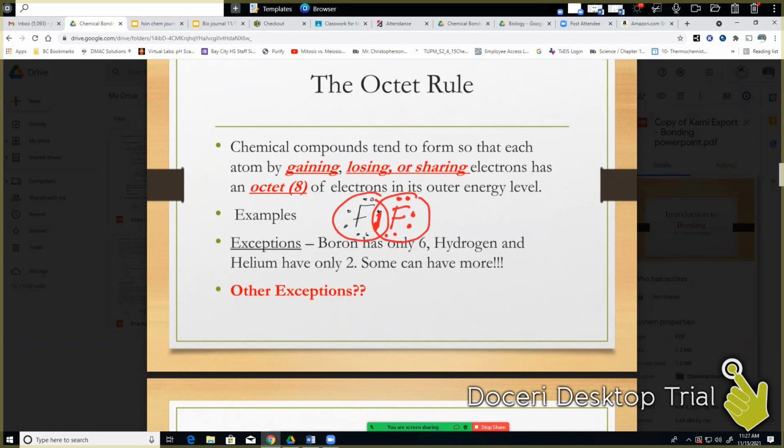There are some exceptions. Boron only needs 6 to be stable. Hydrogen and helium only need 2. And then there's also something called an expanded octet, where you have greater than 8 valence electrons. And that can happen for some elements. We're really not going to work with it a lot in Chem 1. That's more AP chemistry or college chemistry, but that way, if you get to college chemistry and they talk about expanded octets, you can at least kind of have an idea. That means more than 8 valence electrons it's able to hold.